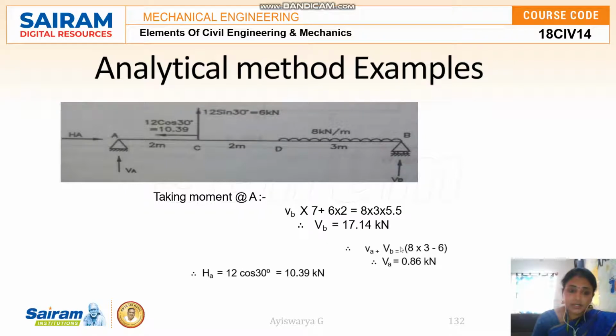After writing that, you need to take moment with respect to A. If you take moment, the forces at that point will become 0, and then 6 kilonewton into 2 meter, acting in which direction? It's in the anti-clockwise direction. See guys, you can take clockwise as positive and anti-clockwise as negative, right? That is up to you, and then the same to be continued.